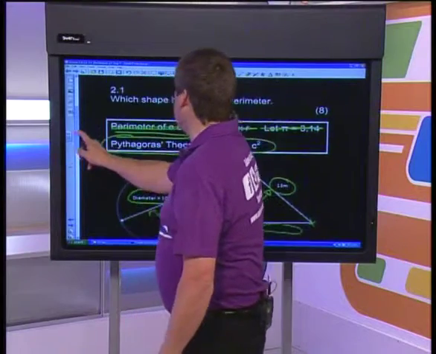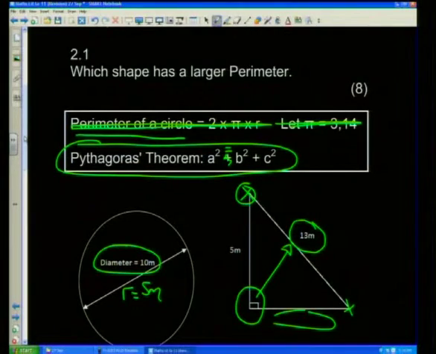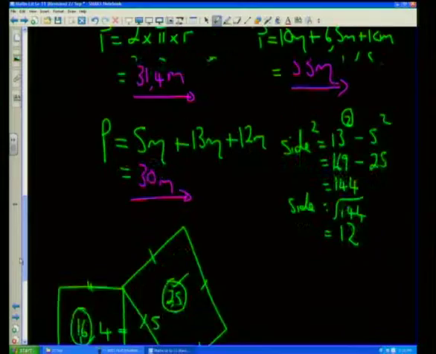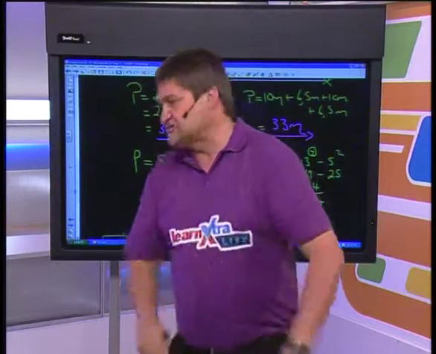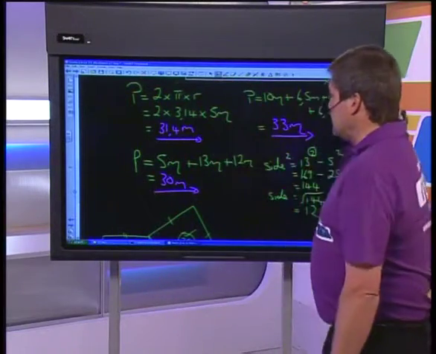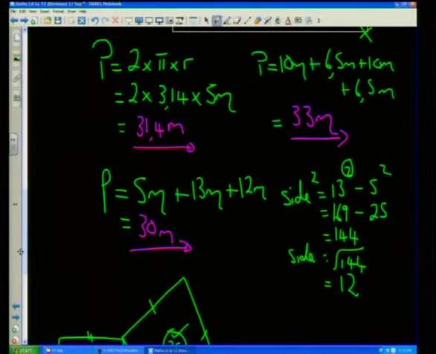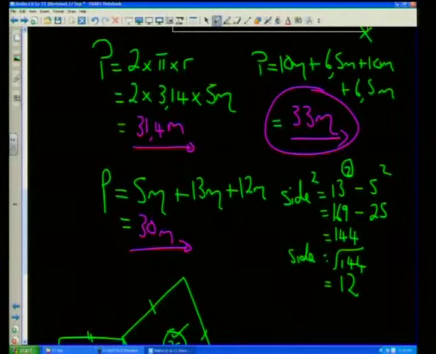Which shape has a larger perimeter? Guys, I haven't answered the question. All I've done is calculate the different lengths of the perimeters. So let's look. My circle was 31, my rectangle was 33, my triangle was 30. My answer: the rectangle has the greater perimeter.